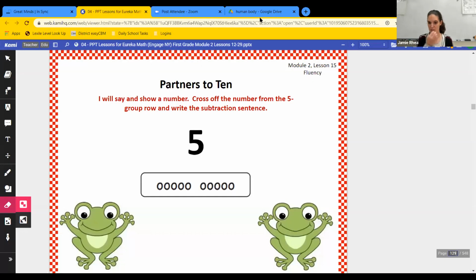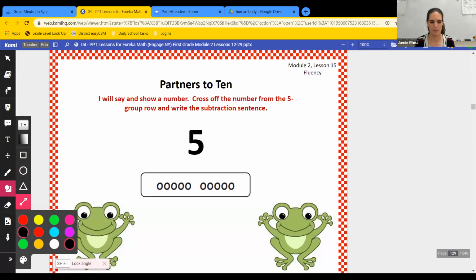Okay, so here's what we're going to do today. We're going to do partners to 10. Now, we've done partners to 10 before. I'm going to pick up my line here, and I'm going to make it red. Remember, it gives you the 10 row or 10 group row at the bottom, and it wants us to cross off the number that shows up. So in this case, we're going to cross off 5. 1, 2, 3, 4, 5. I know that's 5 right there.